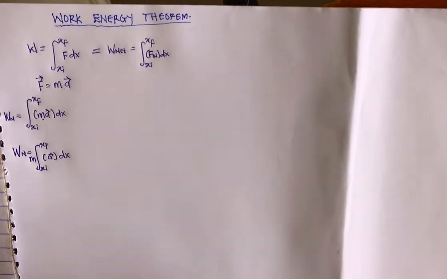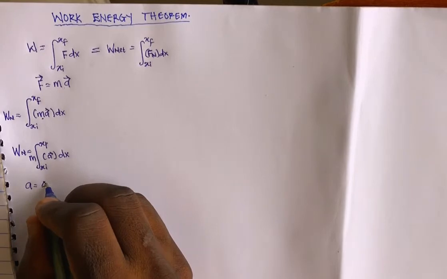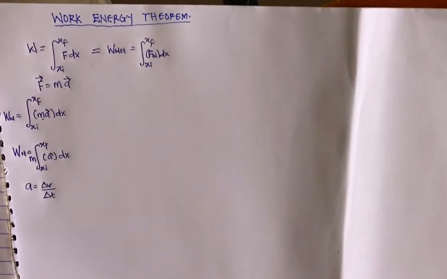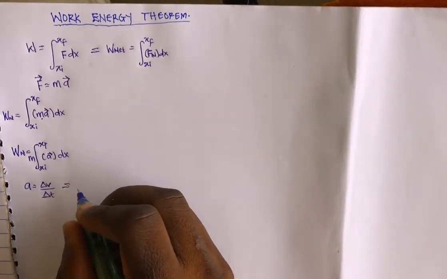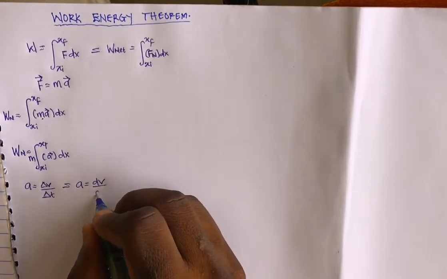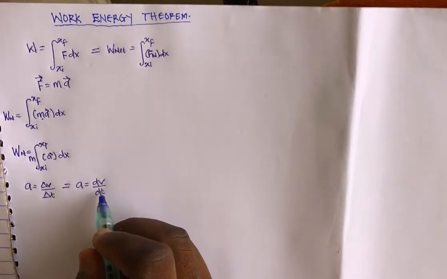I need to recall the formula for acceleration. I know that acceleration equals change in velocity over change in time. But in this case, we are using calculus, so we'll be using instantaneous acceleration. So my acceleration will simply be dv over dt, since we are using calculus. So I'm going to replace this with this.